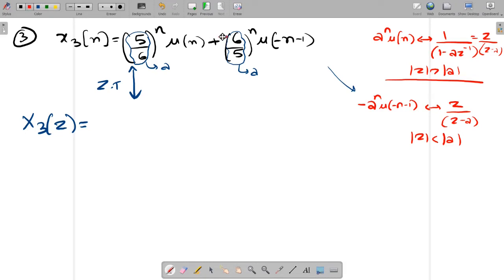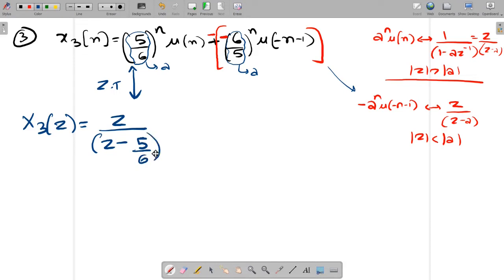So I will add a minus sign over here, and to negate the effect of the minus sign, I will add one more minus sign over here. So what is my answer then? A raised to n u of n. So a is 5 by 6. The answer of this is z upon z minus a. Z upon z minus a. A is 5 by 6 over here.